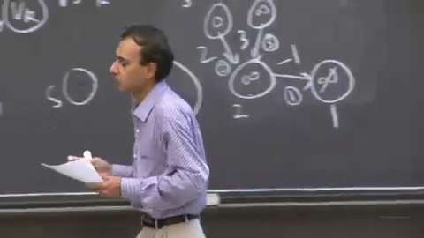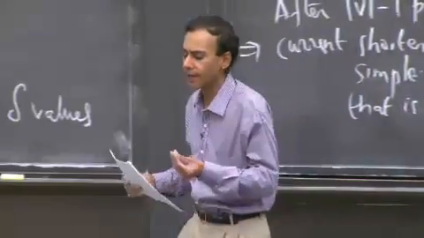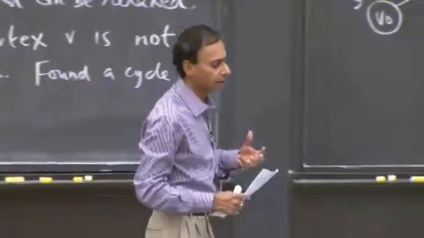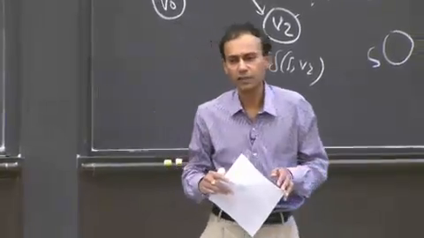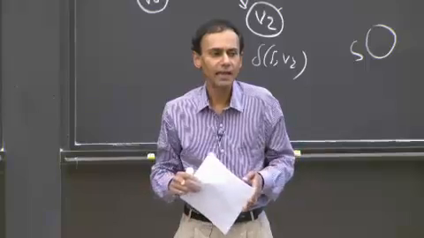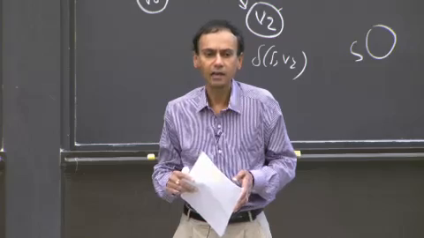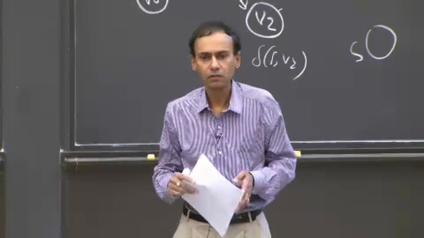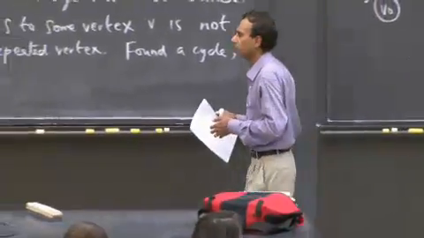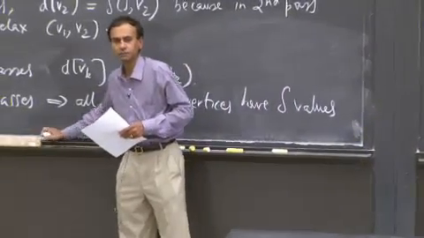OK, so let me ask a question. Suppose I wanted to find longest paths in a graph, and let's say that this graph had all positive edge weights. What if I negated all of the edge weights and ran Bellman-Ford? Would I find the longest path in the graph? Do people understand the question?